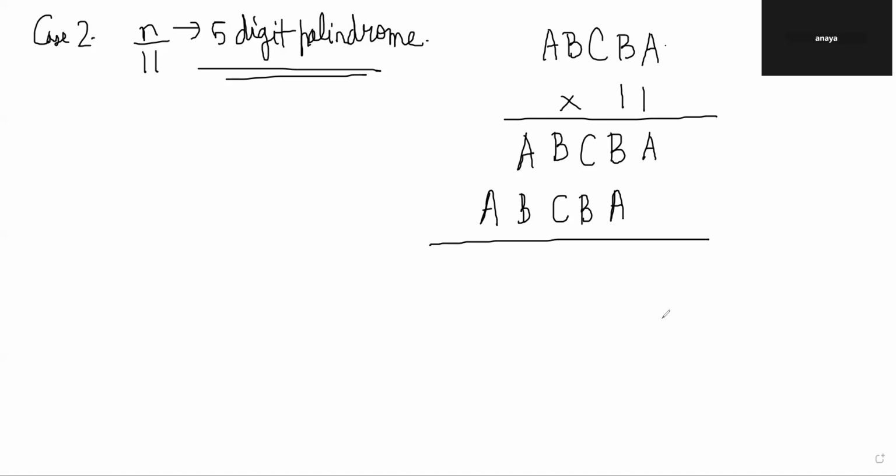So the digits that come are A, B plus A, C plus B, B plus C, A plus B, and A. And you can see that automatically this is coming as a palindrome as long as there are no carryovers. Do you understand what I'm saying? Yes, I understand. So if we have no carryovers, then automatically it's a 6-digit palindrome.